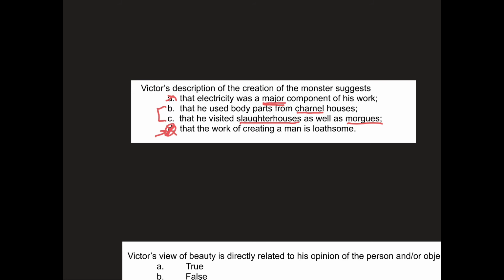Okay, so B and C are both correct answers, but C is going to be a better choice because it's more complete. So that's a lesson for you. If you have two that are close, choose the one that's the best or most complete answer as opposed to just the correct one. So yes, he does take from charnel houses, those raised mausoleums that are above ground, but we were also very clear that he's taking animal parts as well as body parts from morgues, charnel houses, and slaughterhouses. So C is your much better choice.